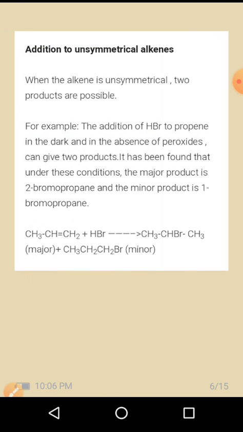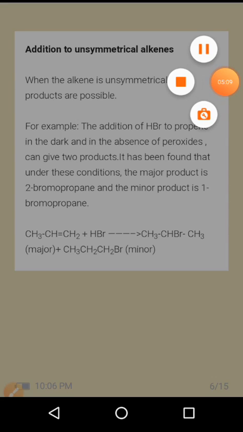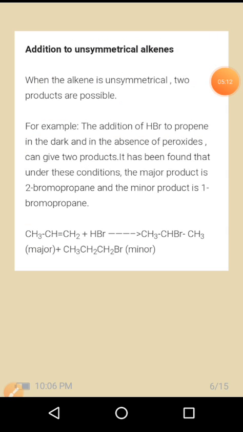Addition to unsymmetrical alkenes. When an alkene is unsymmetrical, two products are possible. The addition of HBr to propene in the dark and in the absence of peroxide can give two products. It has been found that under these conditions, the major product is 2-bromopropane and the minor product is 1-bromopropane.